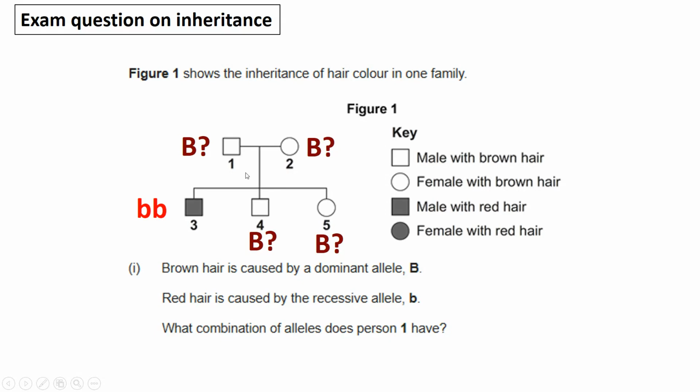So that means both persons 1 and 2 must have the little b recessive allele. It's because their parents have the brown hair phenotype, but the offspring has the recessive red hair phenotype, so they must have inherited one of their 2 recessive alleles from each parent. So person 1 must have the genotype big B, little b. They are heterozygous.